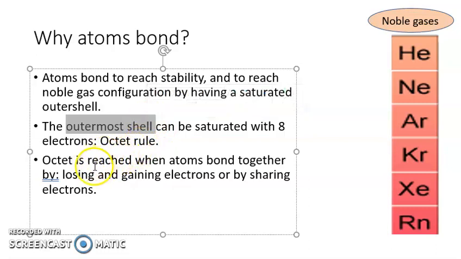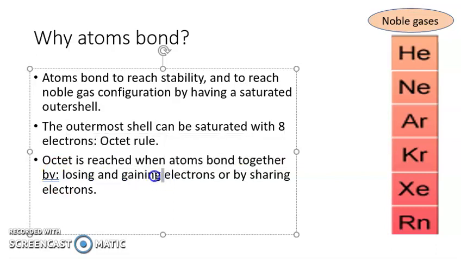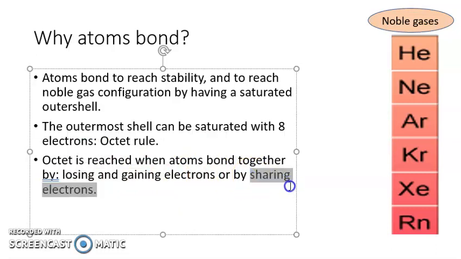It can be achieved by either losing or gaining electrons, like we saw in ionic bonding, or by sharing electrons, which is done through covalent bonding. So every atom needs to have 8 electrons, which is the configuration of noble gases. As you can see here, noble gases, all of them have 8 valence electrons, with helium as an exception, which has 2. So this is the octet rule.